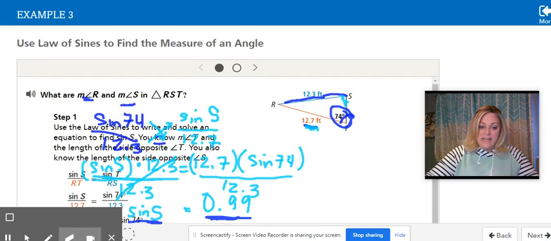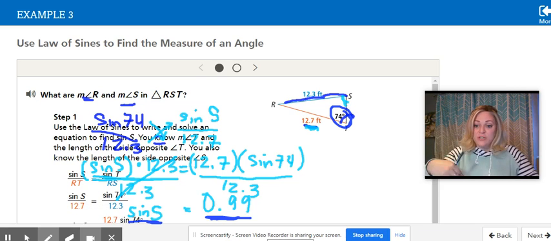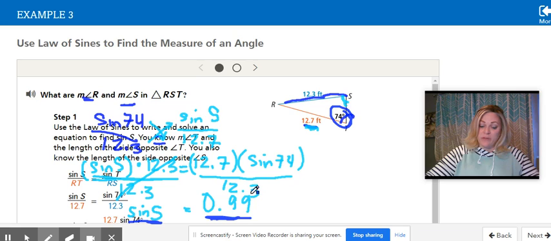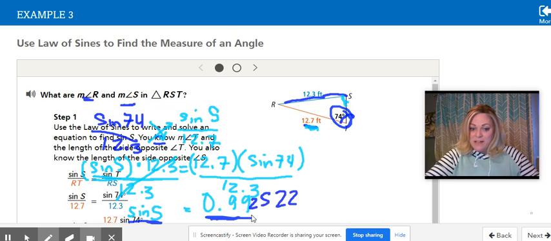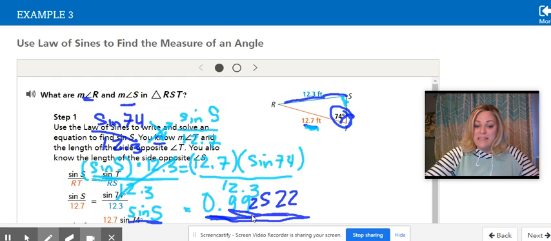So if I found out the sine ratio is 0.99, that will get me an answer, but my answer might not be close enough to what they want. So as you're doing this and you have your answer of 12.7 times sine of 74, all divided by 12.3, leave it in the calculator because it's not 0.99, it's 0.99252, and so on. The more accurate you are, that means you're going to have more decimals. So I'm going to leave all of this in my calculator. 0.9925, etc. I'm going to leave it all in there.